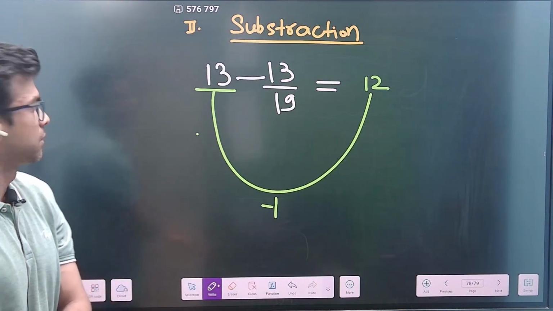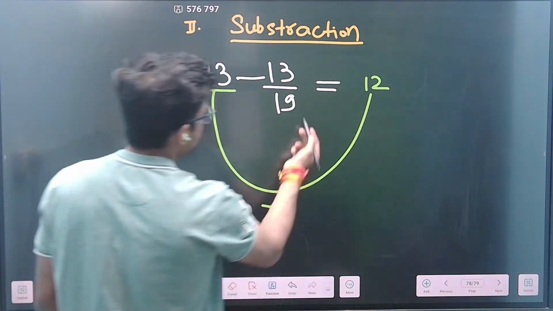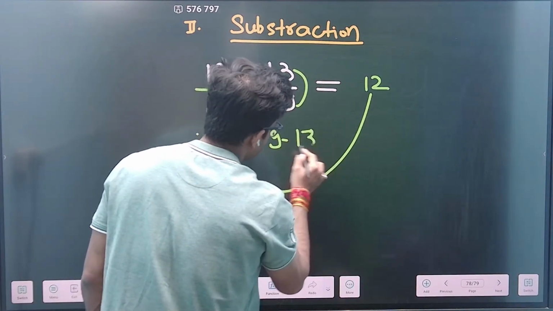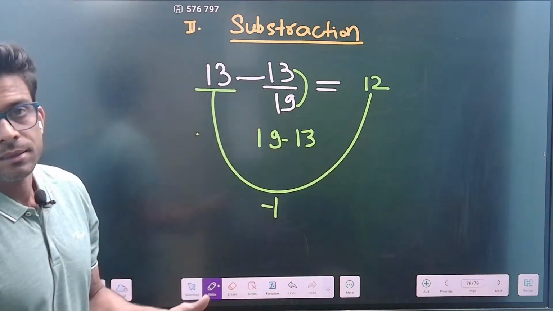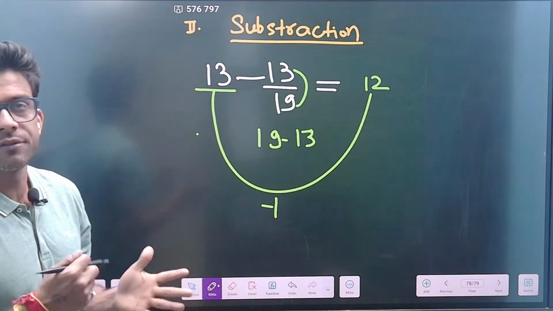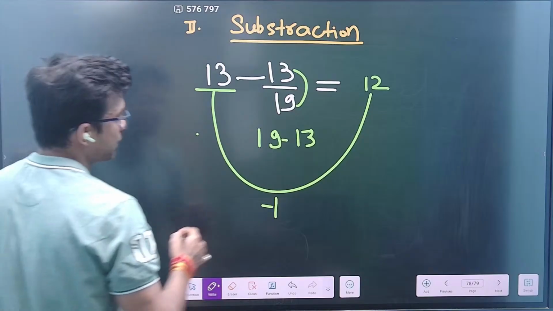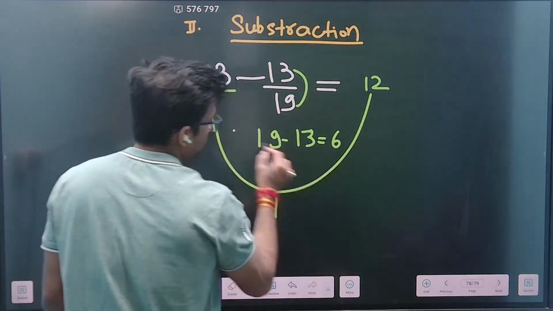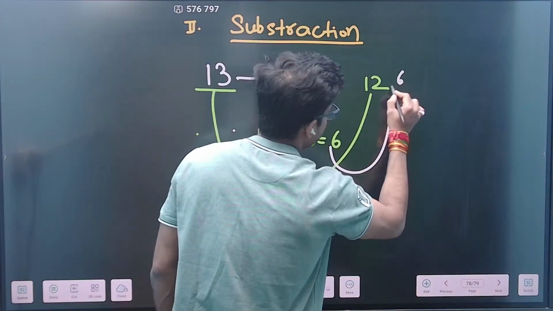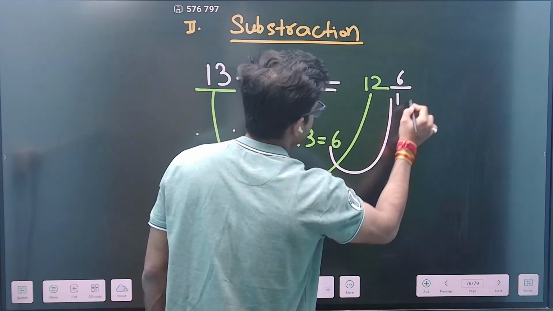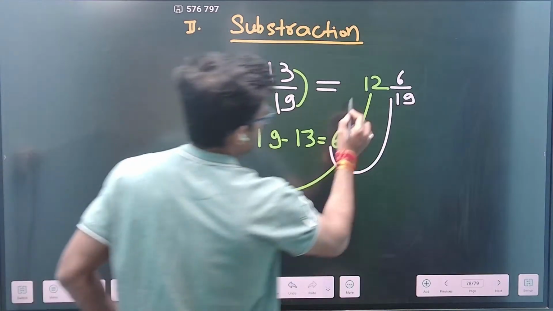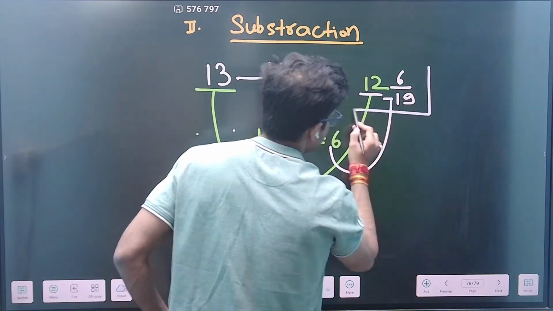Now, if I say 19 minus 13, how much is 19 minus 13? That would be 6, correct? Write down 6 over here, and the denominator is 19, 6 by 19. This is your answer, everybody.